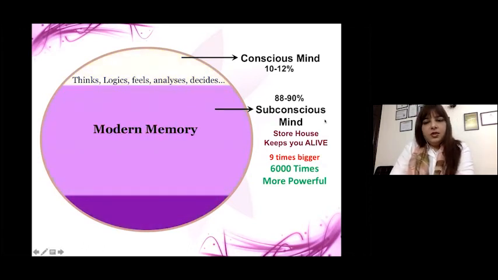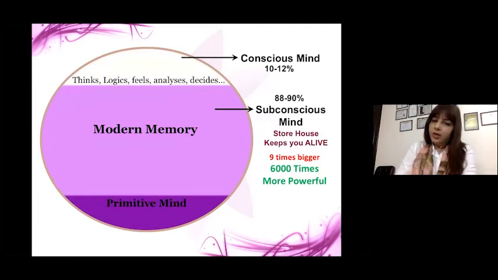Now, subconscious mind is again divided into two parts. One is modern memory and another part is primitive mind. Now, this primitive mind, some people, especially the psychology students, call it the unconscious mind. So there is one subconscious and then there is one unconscious. So that unconscious part is primitive mind. So subconscious mind is divided into two parts, modern memory and primitive mind.